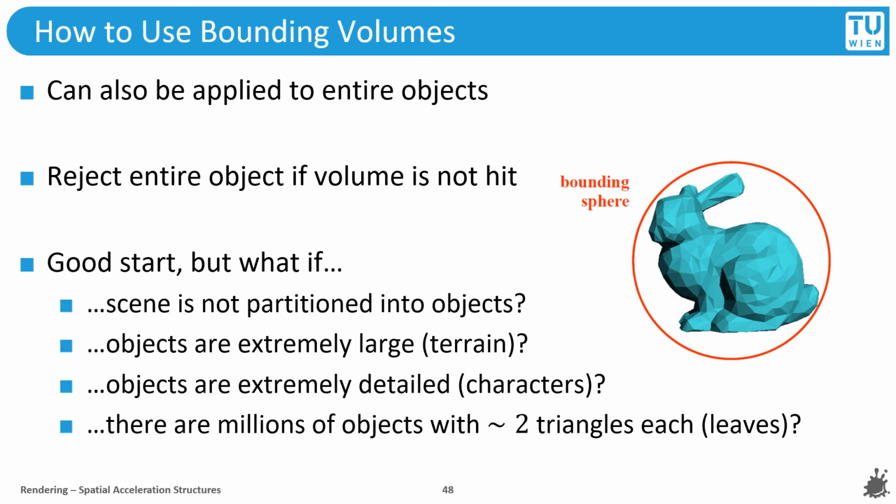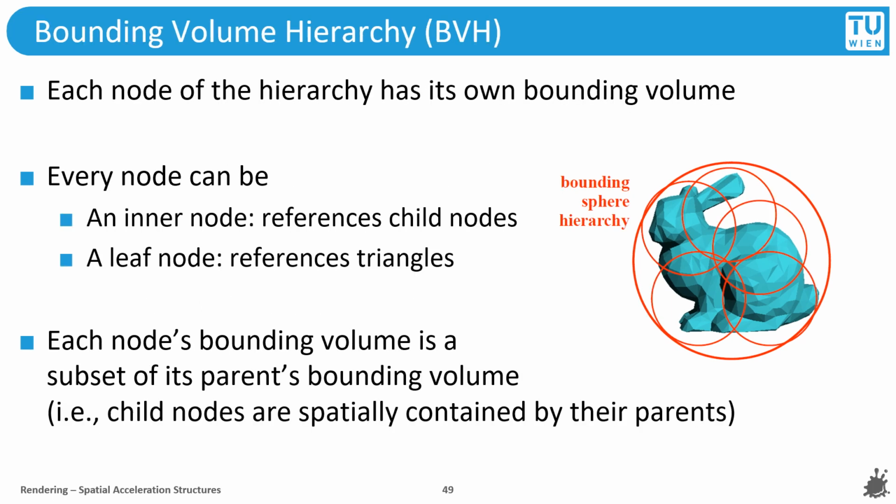Or what if objects are extremely detailed, like character models? And once we hit the bounding volume, that means we have to iterate over several millions of triangles in order to find whether or not there is an intersection. Or there might be millions of objects with about 2 triangles each, such as the leaves in vegetation. And that would mean that we basically have almost as many objects in our scene as we had triangles before, and then the bounding volumes for the objects would save us pretty much nothing. This is where the idea of bounding volume hierarchies comes in.